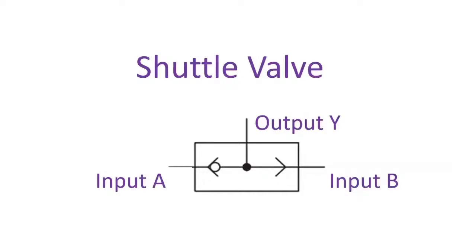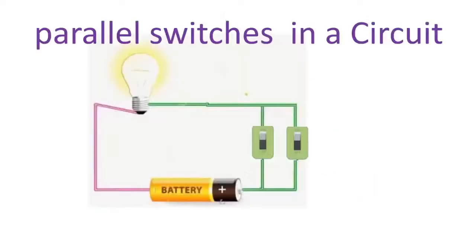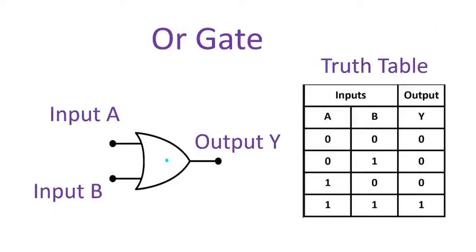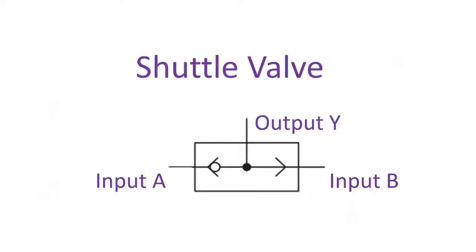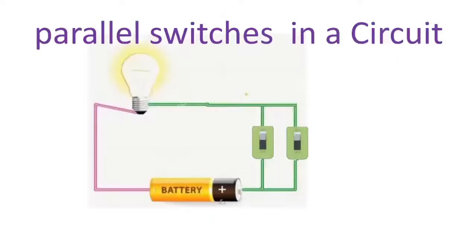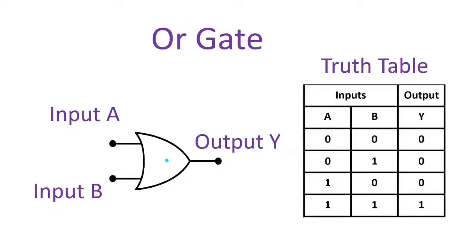And shuttle valves work on the same principle as a parallel circuit and OR logic gate. The output of the shuttle valve is true if either of the two inputs is true. And for the parallel circuit, the bulb will glow if either of the two push buttons is pressed, or both push buttons pressed together. And the OR gate behaves according to a truth table. The output of the OR gate is true if either of the two inputs is true. Otherwise, it's false.